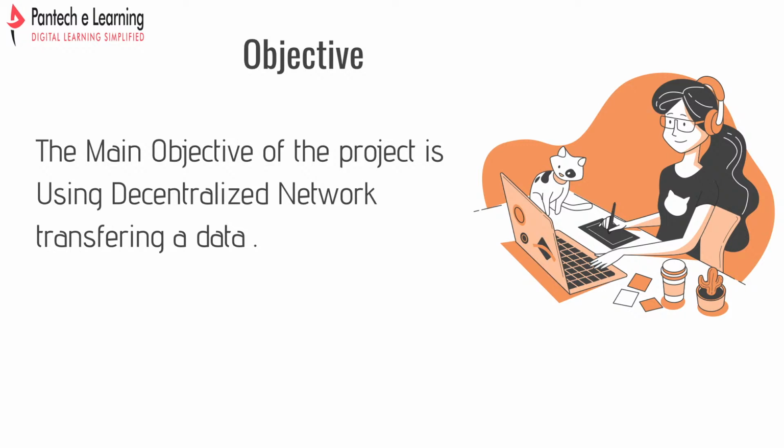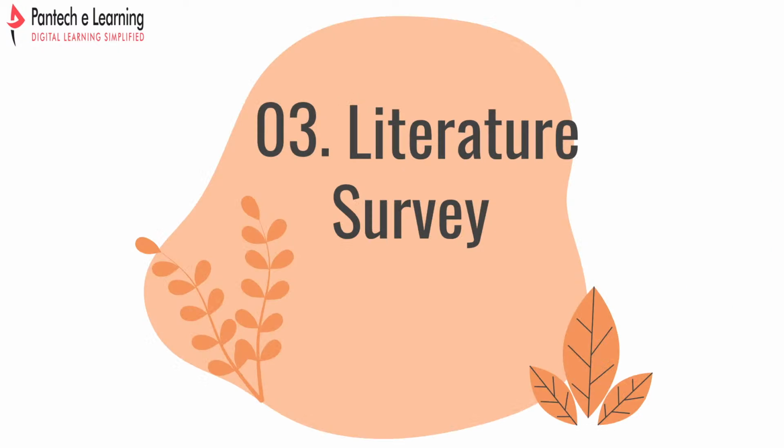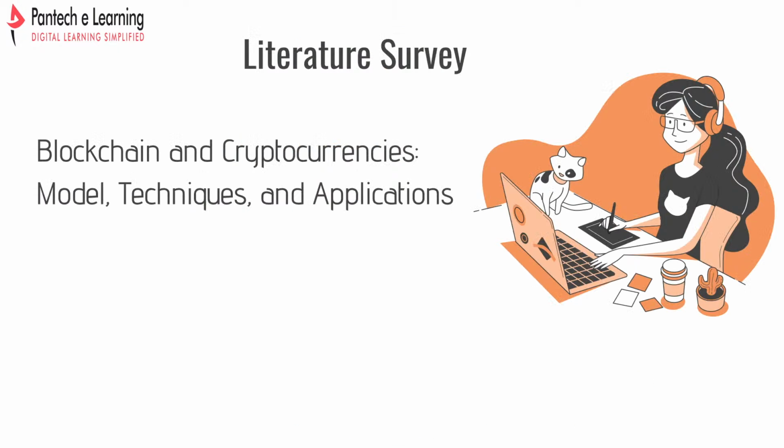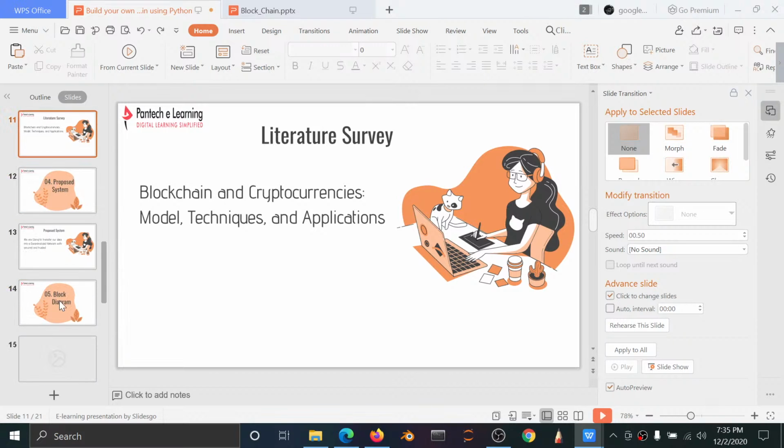First of all, objectives. The main objective of the project is to transfer data using a decentralized network. We know what a decentralized network is, so using that we transfer the data. Next, the existing system. Previously, the existing system used a centralized network to transfer the data, but now we are going to decentralize the network. Literature survey: I already have it, and it is Blockchain and Cryptocurrencies: Model, Techniques and Applications.